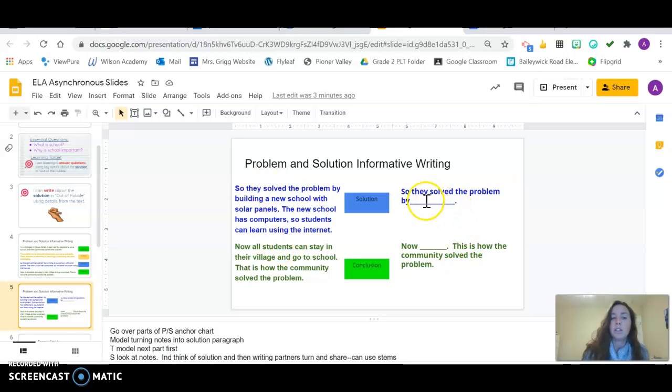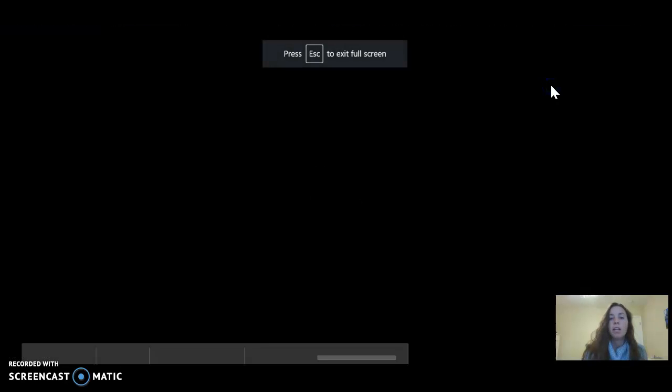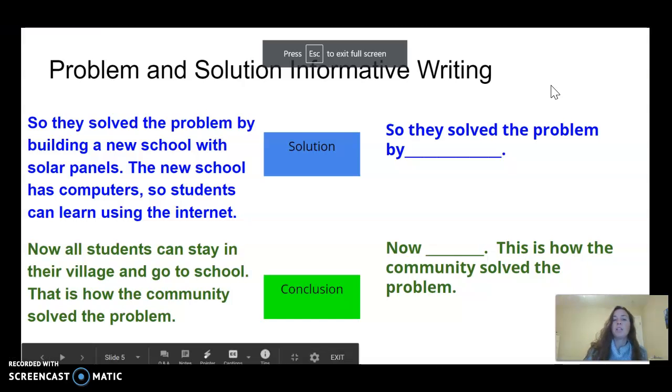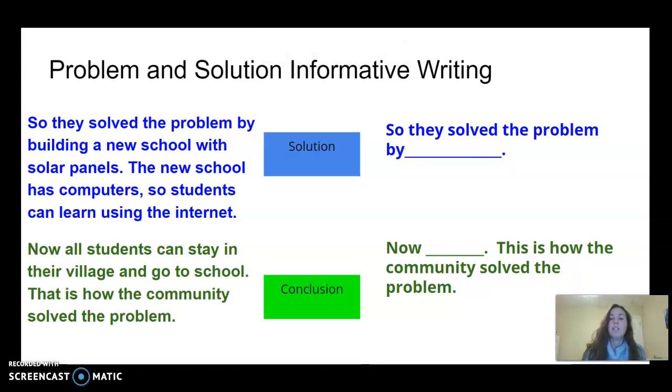Later on today, you'll use this sentence starter: So they solved the problem by. I want you to think about how, in the story in the section Out of the Rubble, they solved their problem. Look back to your note catcher on page 24. We'll talk about that a little bit further in just a little bit.